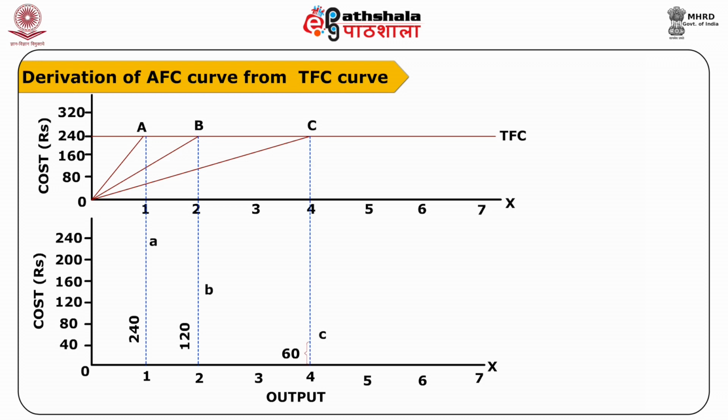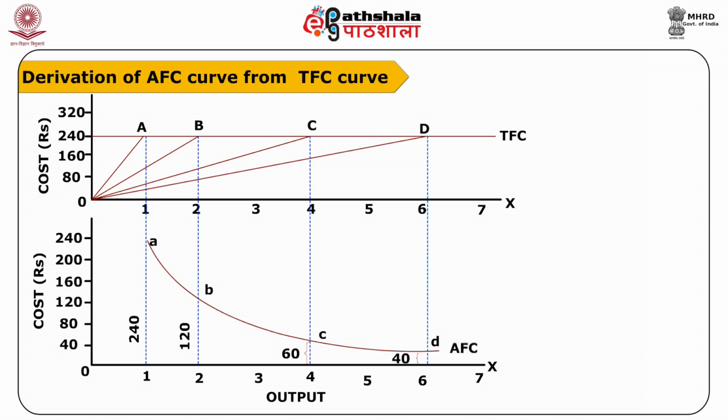Similarly, we can plot for other levels of output and get the corresponding points, and by joining all these points, we get AFC curve. The AFC curve is a rectangular hyperbola. It is asymptotic to the axis, which means that as the AFC curve moves further away from the origin along the axis, it gets closer to the axis but never touches it.